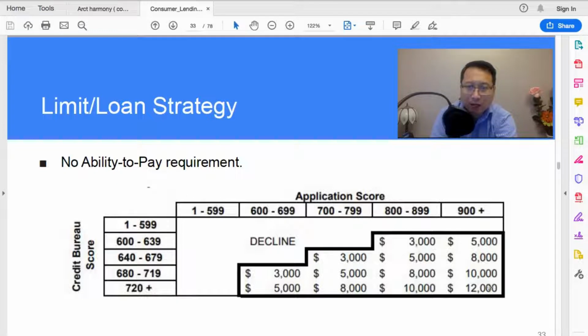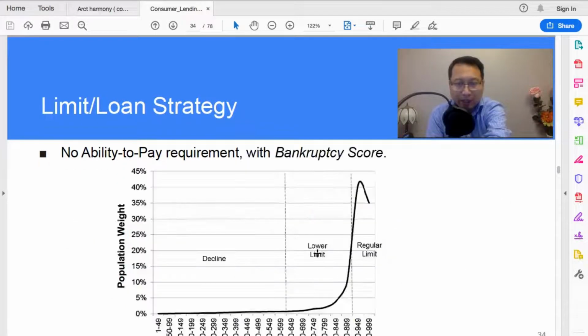Then it goes down as one of the scores becomes lower, right? And if you are people on the boundaries, you can give $3,000 if one of the scores is relatively low. It's a very simplified example. So this could be your limit strategy right here.